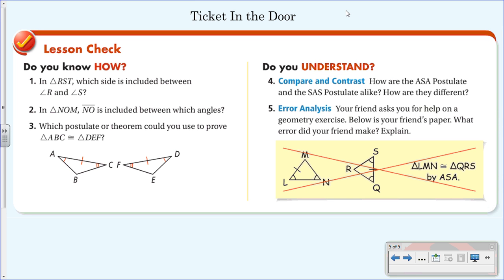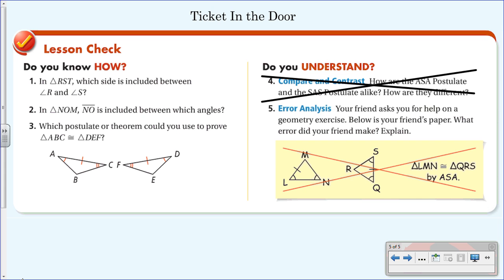Here's the sticking in the door. Number one, in triangle RST, which side is included between angle R and angle S? Number two, in triangle NOM, NO is included between which angles? Number three, which postulate or theorem could you use to prove triangle ABC congruent to triangle DEF? Number four says how are the angle side angle postulate and the side angle side postulate alike? How are they different? That one you can actually skip.